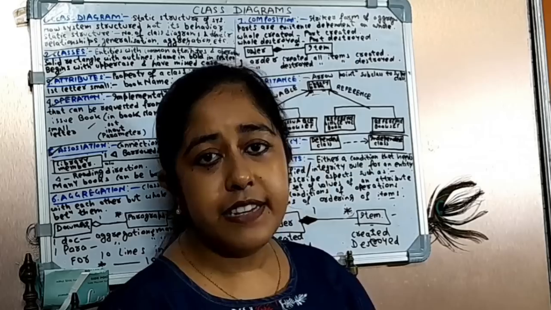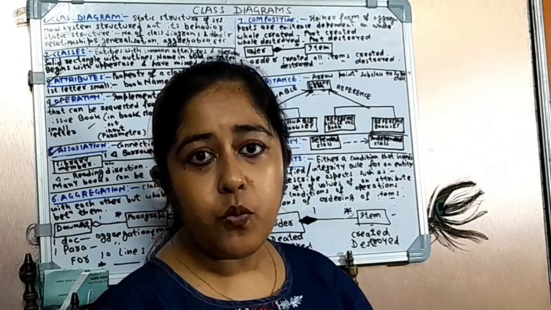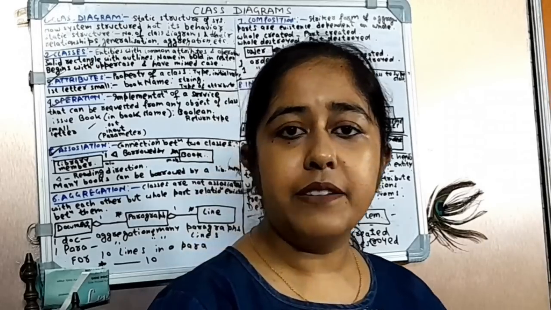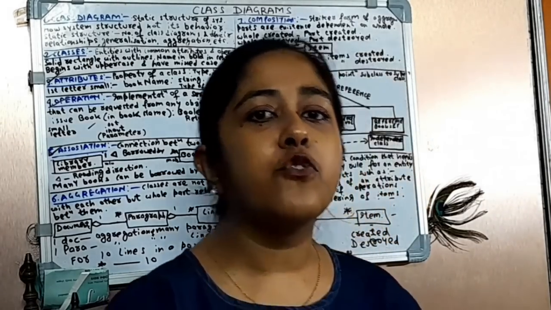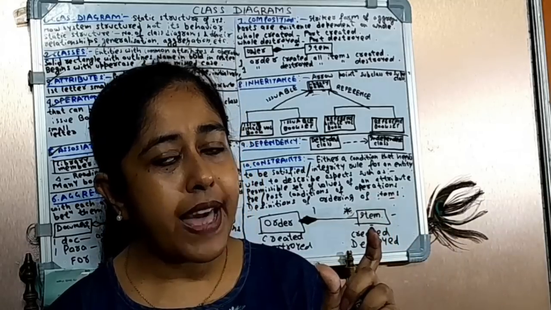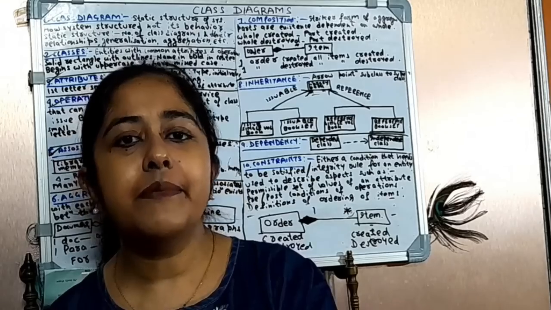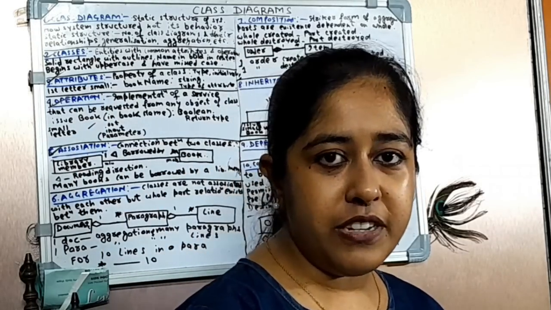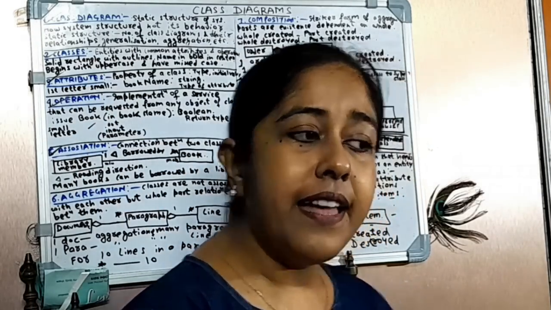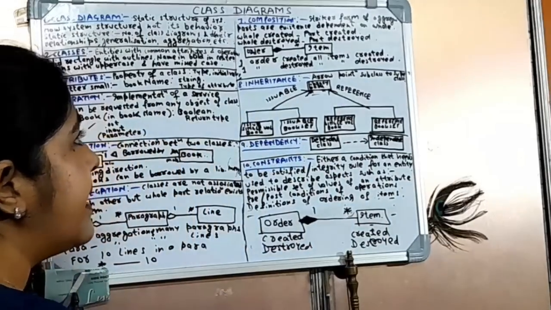Whatever things are there in between, the items in between, you cannot just destroy or create them individually. You have to create them as a whole, and you have to destroy them as a whole. So this is what is there in your composition relation. That clear? Now the next one is inheritance.